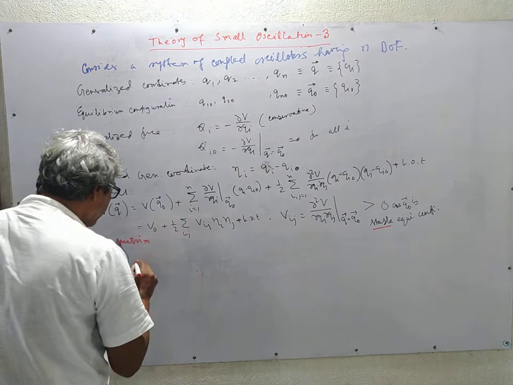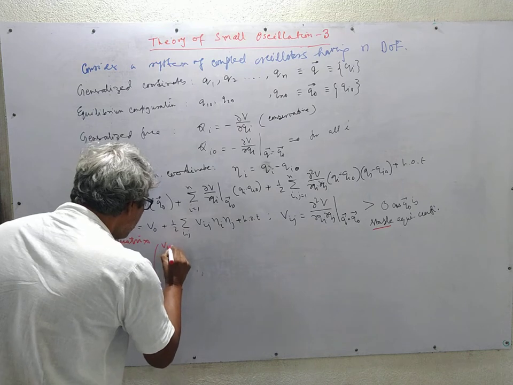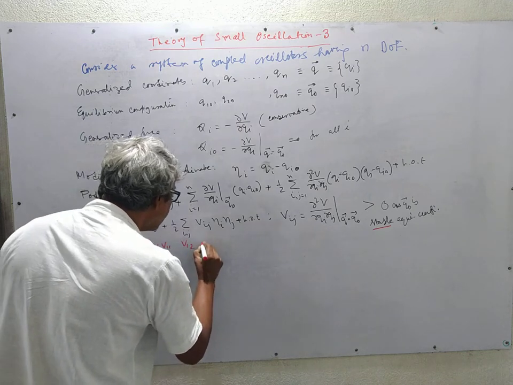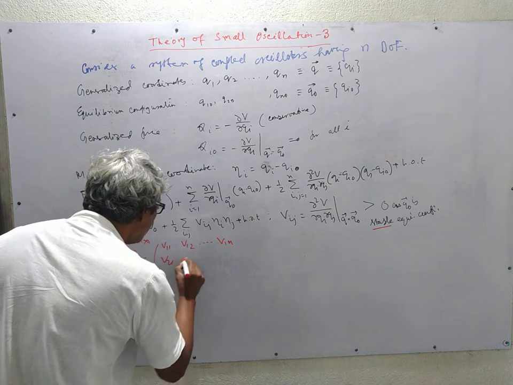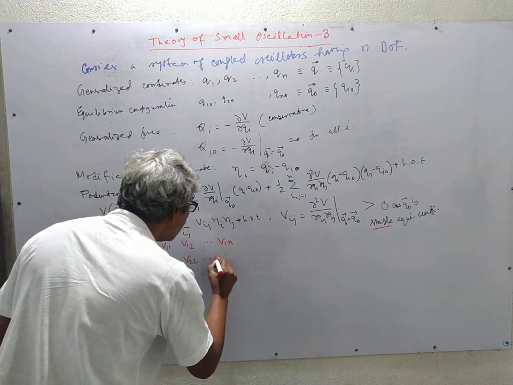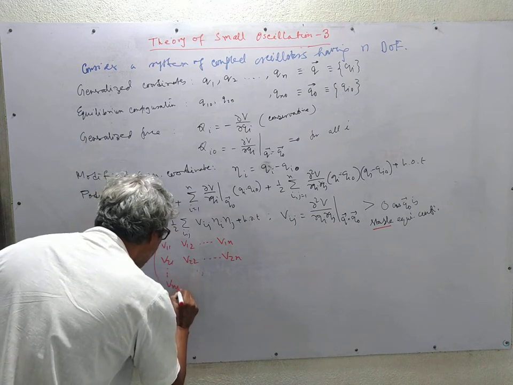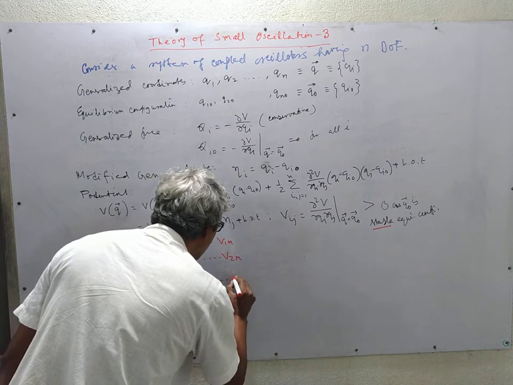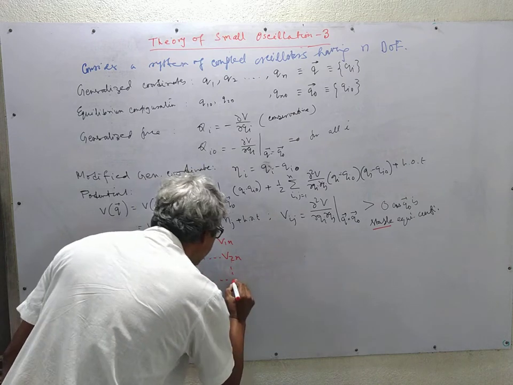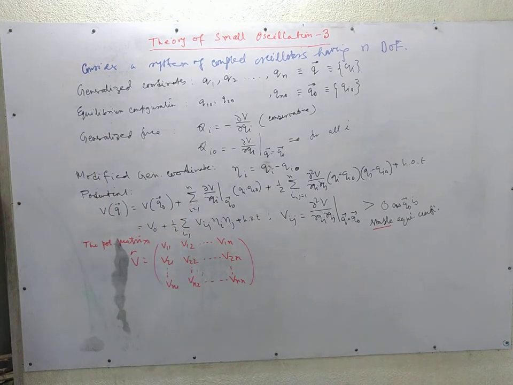We may define the potential matrix V is equal to V11, V12, V1n, V21, V22, V2n, Vn1, Vn2, Vnn. You see one thing.